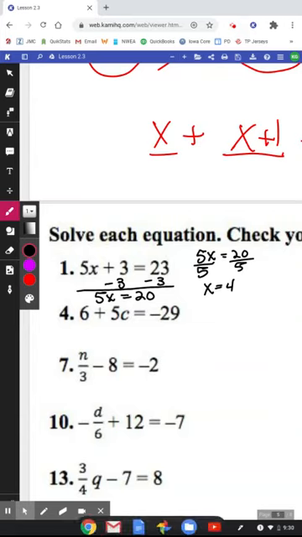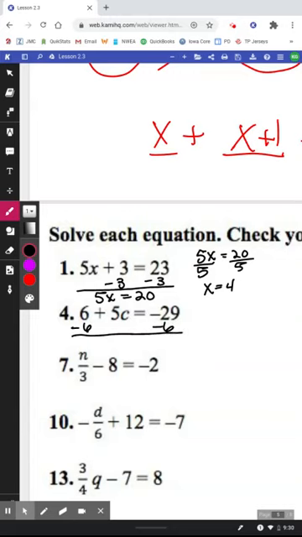Number 6 here, the same thing. There's no distribute. There's no combined like terms. Addition or subtraction, we're going to subtract 6 from both sides. So then 5x equals, and we'll type in negative 29 minus 6, which gives me negative 35. Divide by 5 on each side. x is negative 7.